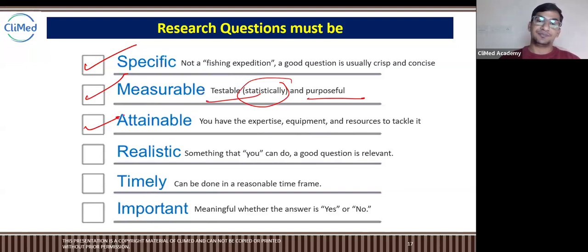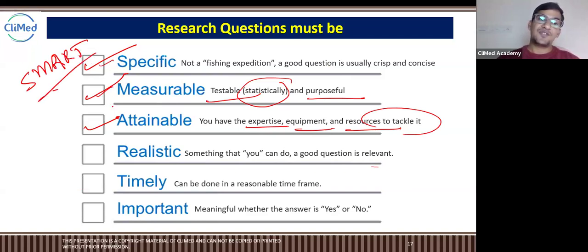Then attainable. Attainable means we have all the resources and expertise in our hospital, in our research center, in our college to do this study. This is the feasibility check. We should not go beyond our resources. If we don't have the resources, how will you perform the research? So the research question must be attainable, meaning you have the expertise, equipment, and resources to tackle it. You understand? So this entire thing is called a SMART research question: specific, measurable, attainable, realistic, timely, and important.